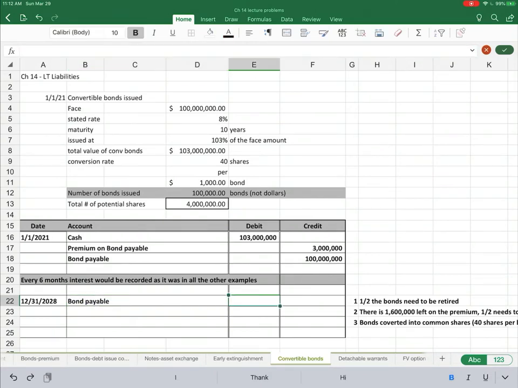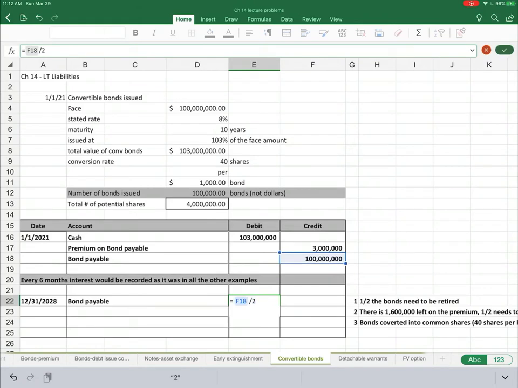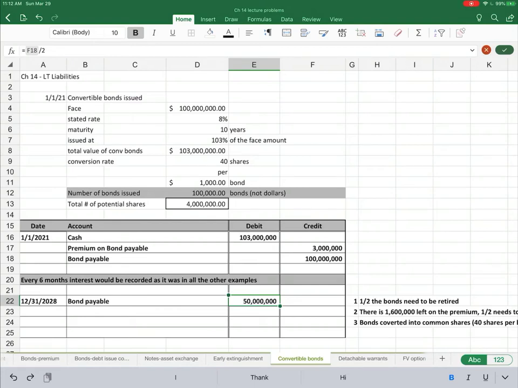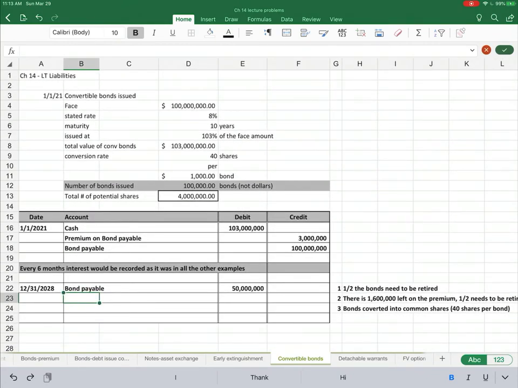We're saying half of them are converted into common shares. So we want to debit bond payable for half of the total face amount that we had outstanding. Half, right? Because half of them are being converted into common shares. So $50 million of bonds are being wiped clean from our accounting records. We still have $50 million of outstanding bond payable, but half of the total $100 million is being wiped clean from our accounting records. Step 2, if we are wiping half of the bond payable off of our accounting records, then half of the remaining premium needs to also be taken off of our accounting records or retired.